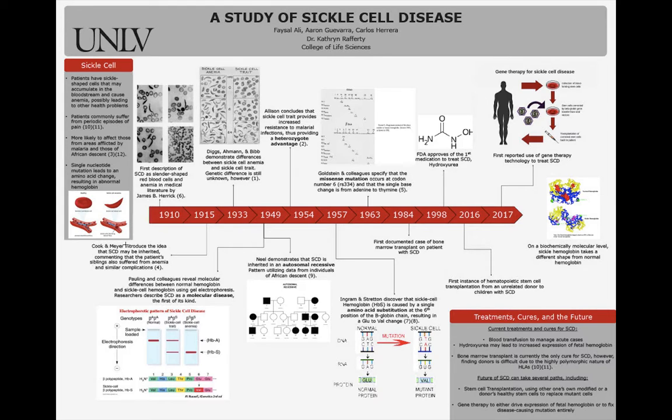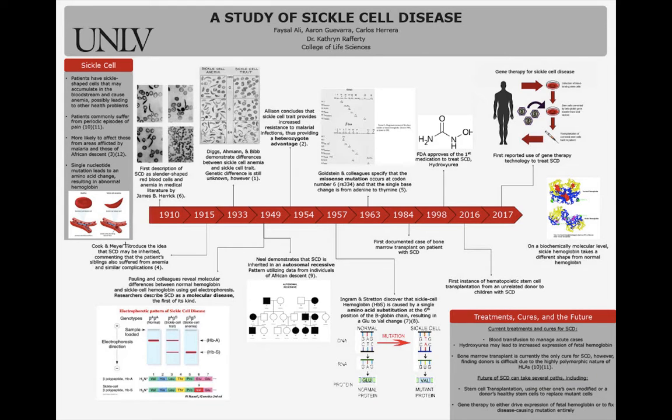In 1984, we had the first documented case of a bone marrow transplant being conducted on a patient. This transplant sought to create normal red blood cells from the bone marrow being implanted into the individual. In 1998, the FDA approved hydroxyurea, the first medication that treats sickle cell disease. Hydroxyurea makes the red blood cells bigger, it makes them stay rounder and more flexible, and it makes them less likely to turn into a sickle shape, which is what is found in individuals who suffer from sickle cell disease.